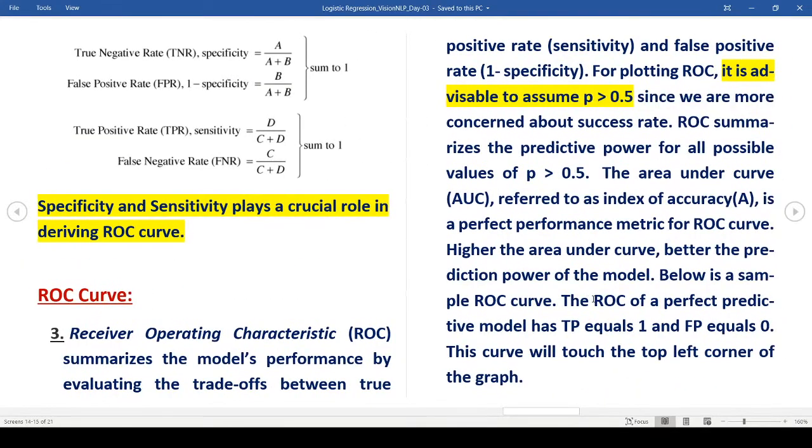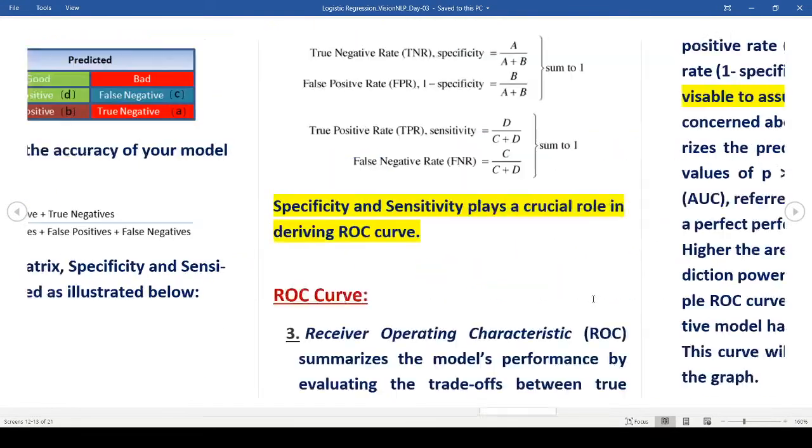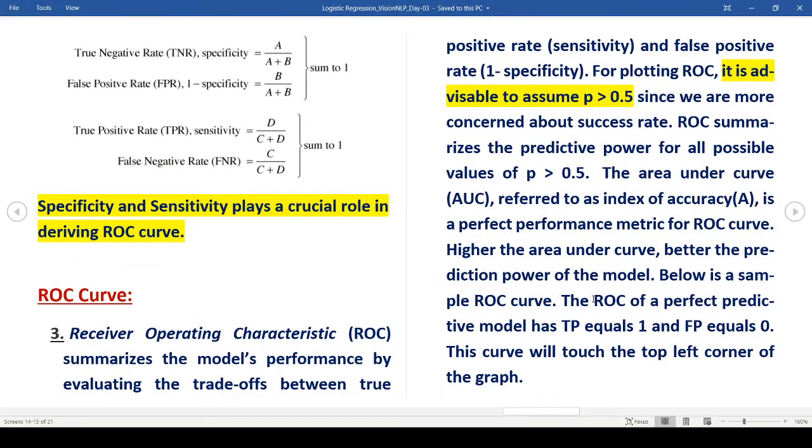ROC curve means receiver operating characteristics, which summarizes the model performance by evaluating the trade-off between the true positive and false positive rate. Trade-off means it's a threshold. It will decide the threshold between your sensitivity and your specificity, which we have just learned.